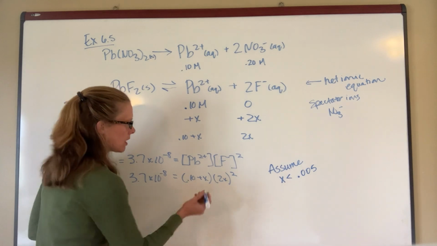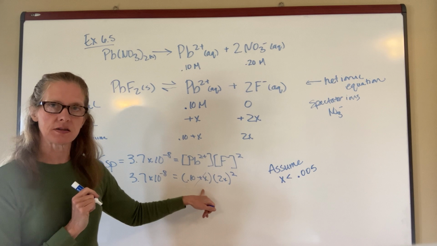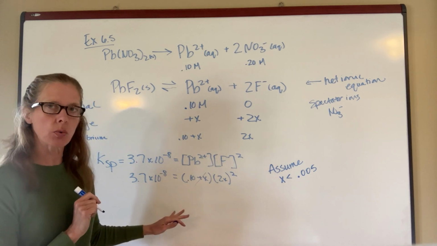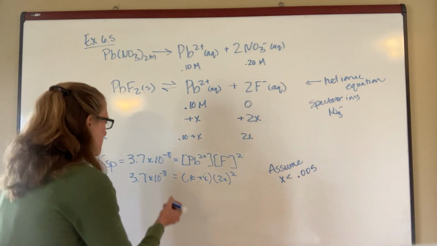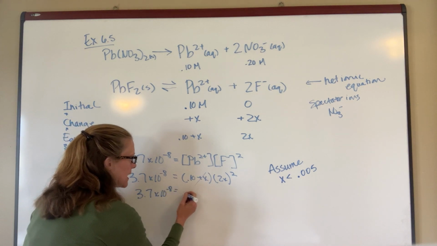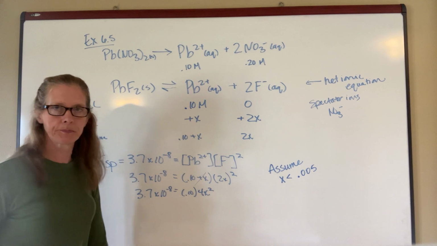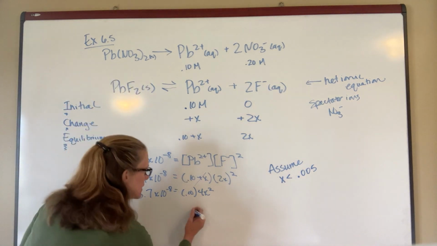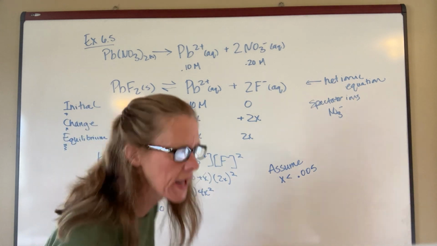So I'm going to cross that out of there and say, I'm going to assume that that's an okay assumption. I'm going to make the assumption that it doesn't matter, and I'm going to solve the equation and see where I end up. Okay, so once you make that assumption, now you have 3.7 times 10 to the minus 8 equals 0.10 times 4X squared. And I'm not going to do all the algebra there, but once you solve that, you end up with an X of 0.00, how many zeros did we have?